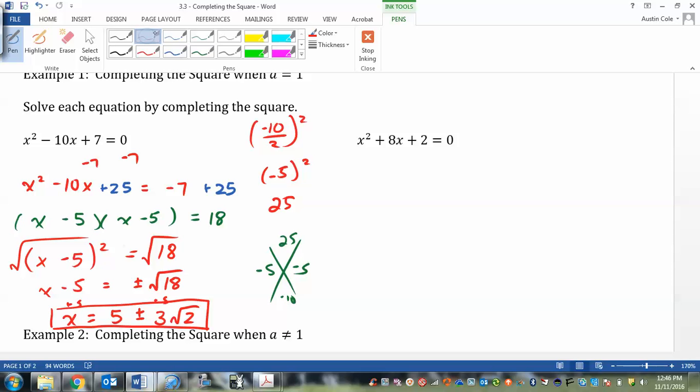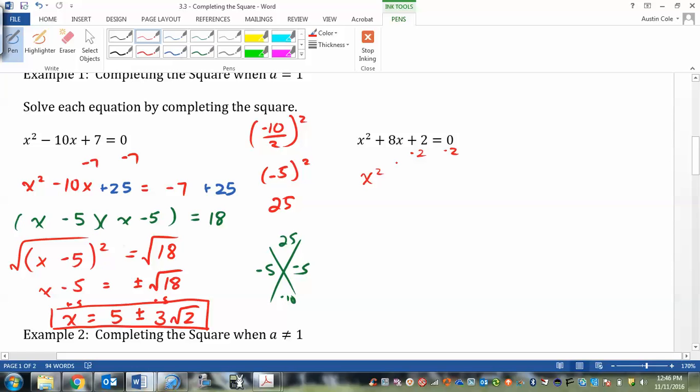Standard form. It's already in standard form. The next step is to do what? Is my a value 1? Yes, absolutely. Now I'm going to move 2 to the other side. X squared. And I'll stop you, because can we factor this?